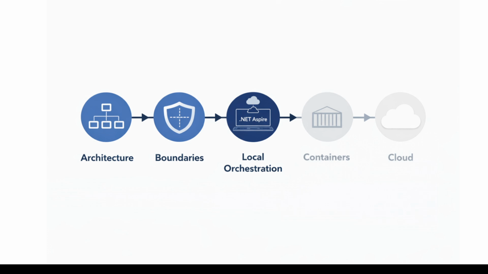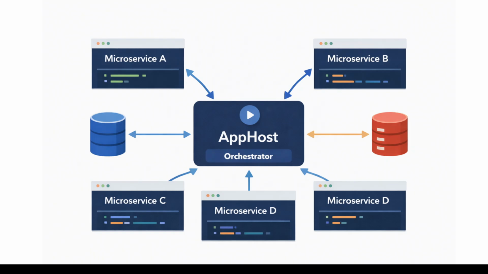A typical Aspire setup has three parts: app host, orchestrator, service projects, our APIs, and resources like database, cache, messaging. Today we focus only on the app host.